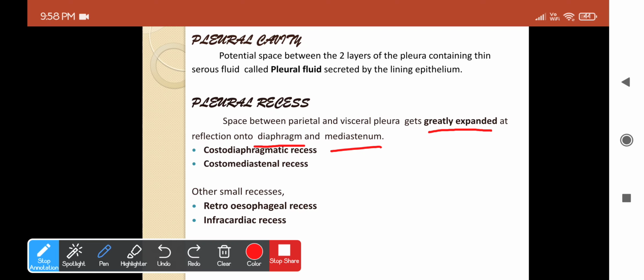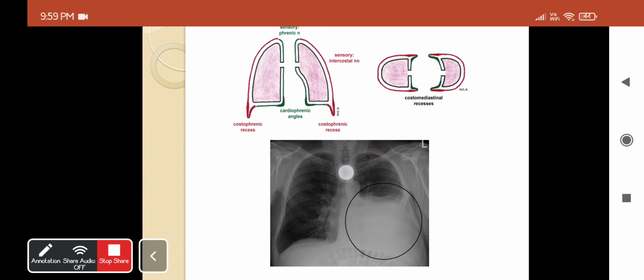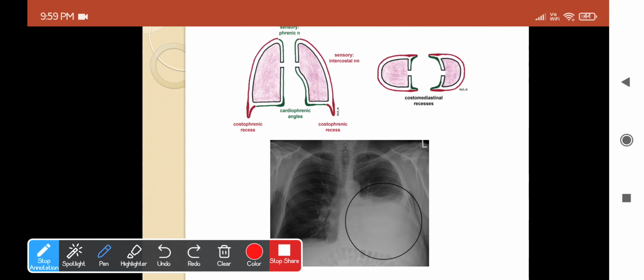You have two main recesses, namely the costodiaphragmatic recess and the costomediastinal recess, which we'll understand with the help of the diagram. Okay, so if you see here, this is the costodiaphragmatic recess or the costophrenic recess. Okay, and this is the costomediastinal recess. So we'll first see the costodiaphragmatic recess. This recess lies between the costal and the diaphragmatic part of the parietal pleura. Okay, this will face inferiorly, lying opposite to 8th, 9th and 10th rib along the mid-axillary line.